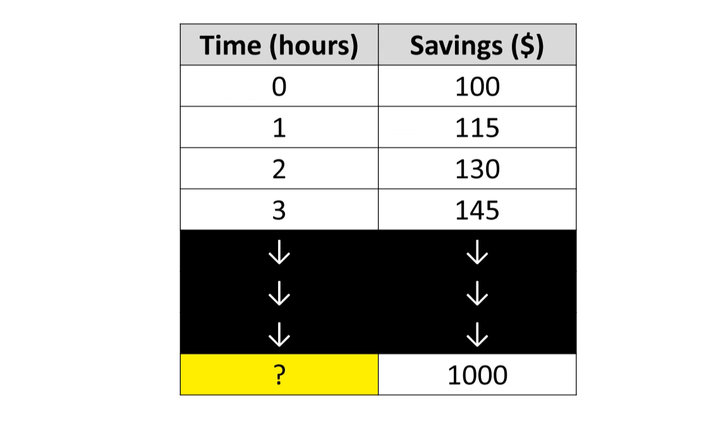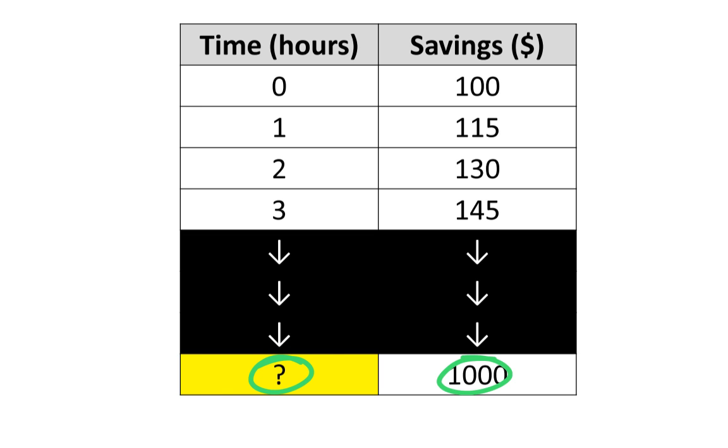I've represented this situation with a table of values. In this situation, I want to extrapolate the number of hours it would take to save $1,000. However, using a table of values to predict this would take forever. There must be a faster way, and there is.